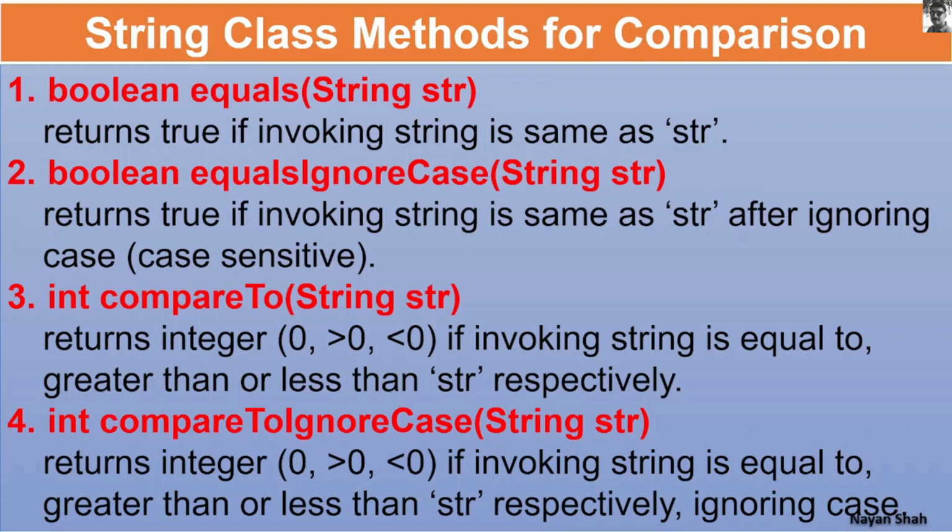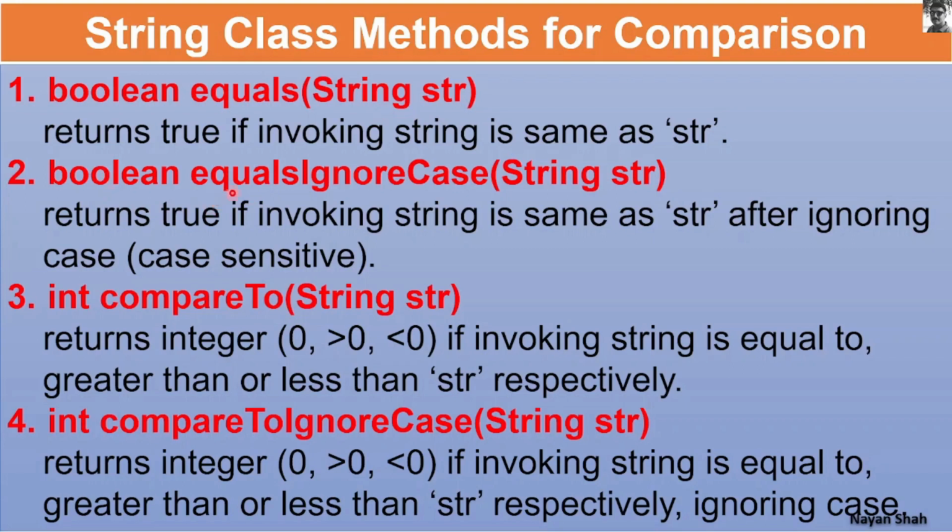The very first one is boolean equals string str. Now boolean is the return type of the method. That means when we execute this equals method, the output will be of type boolean. So this is the output type. So the output would be either true or false. This will return true if the invoking string, that is the string which we specify here, is the same as str. So if the string which we are using with the equals method and the string which we are specifying here are both the same, it will return true. If they are different, even in capital and small, it will return false.